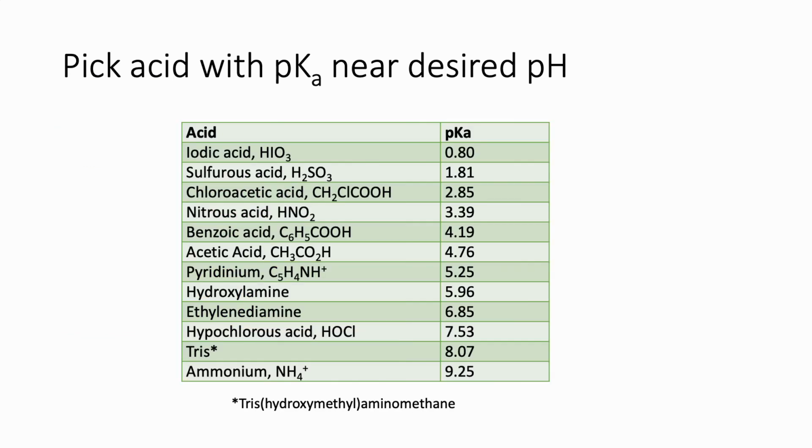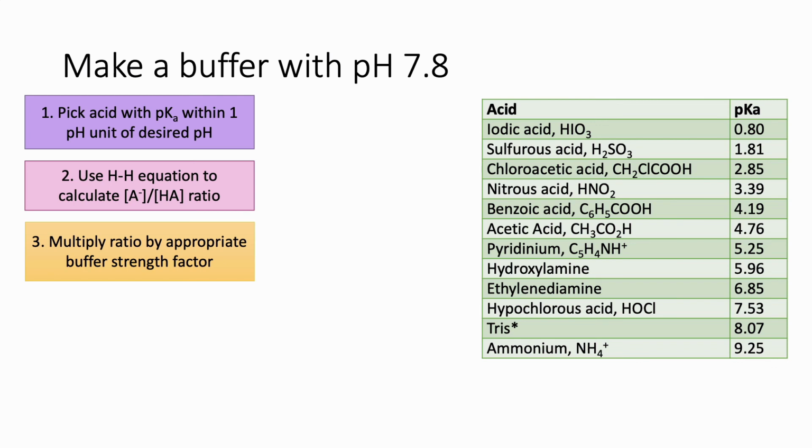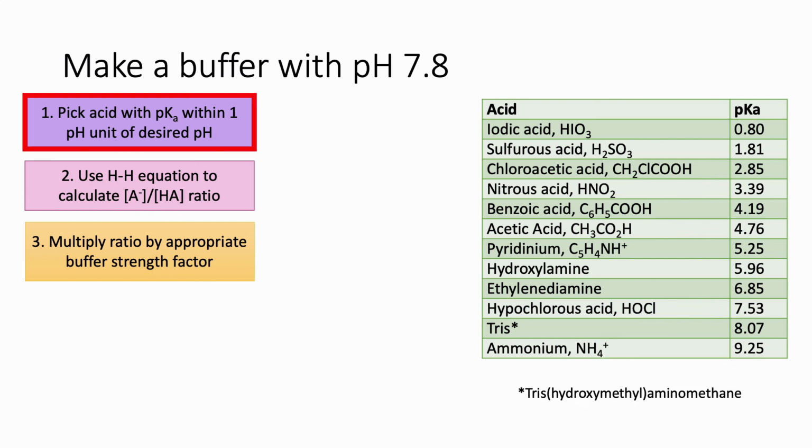Well, it's very easy to look at a table of pKa's and just find something that's close to what you want. Let's talk about how to make a buffer. In this particular case, I picked a pH of 7.8, which is pretty close to the pH of your blood. So that would be a nice biologically relevant buffer pH. So the first step tells us to pick an acid with a pKa within 1 pH unit of our desired pH. So we want 7.8. That means we need to pick something that has a pKa between 6.8 and 8.8.